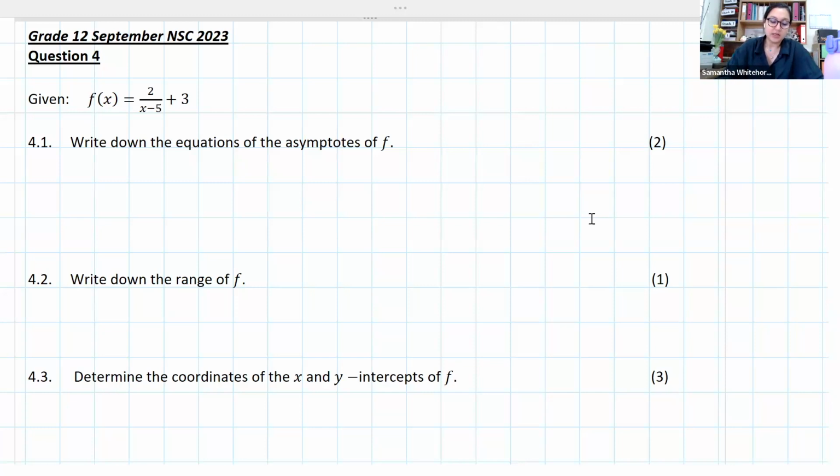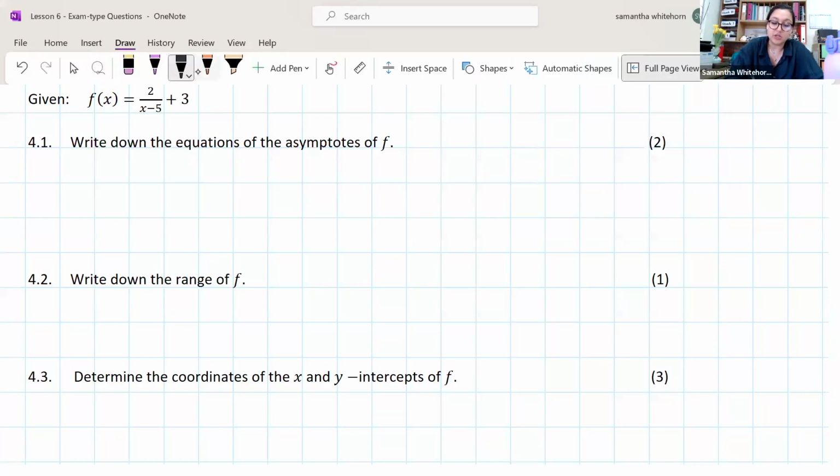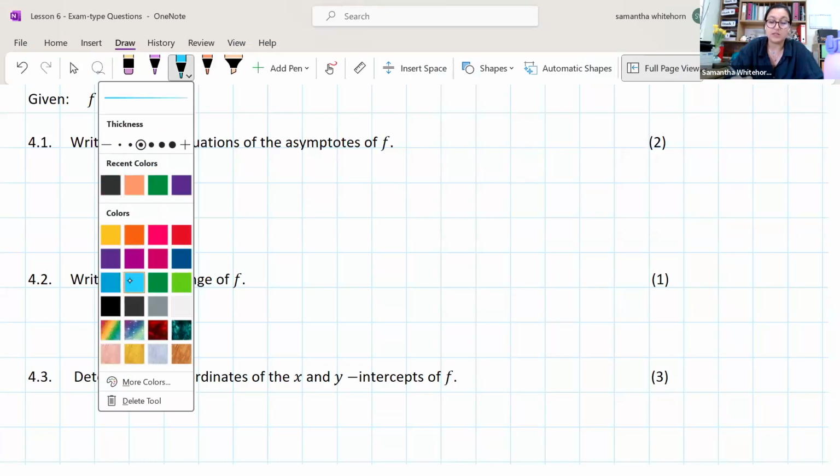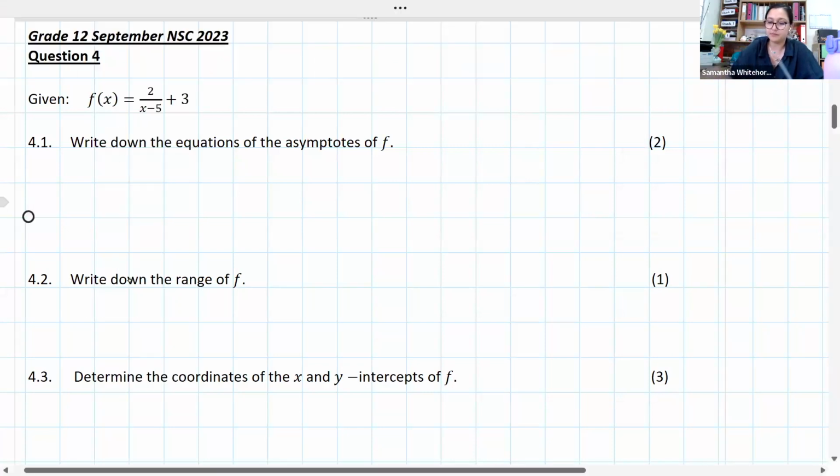So this question is from the 2023 trial exams, paper 1, because we're doing functions. You were given f of x is equal to 2 over x minus 5, plus 3. Now, guys, before I even start with a question, I like to figure out what information I have, what's actually going on here. Firstly, we know this is a hyperbola because of the format of the equation given to me.